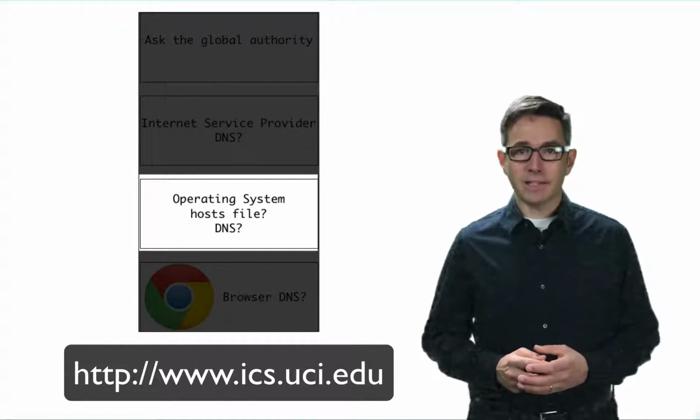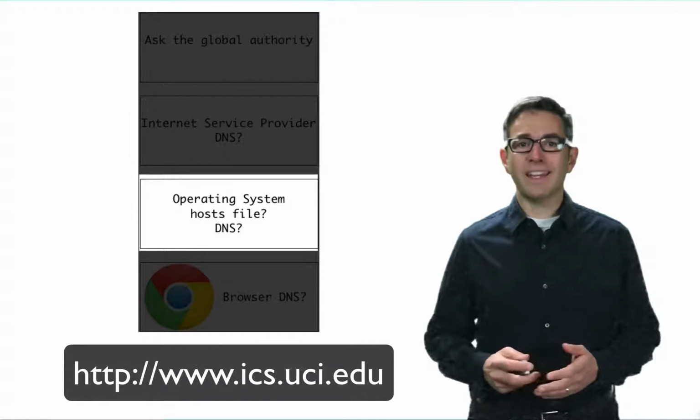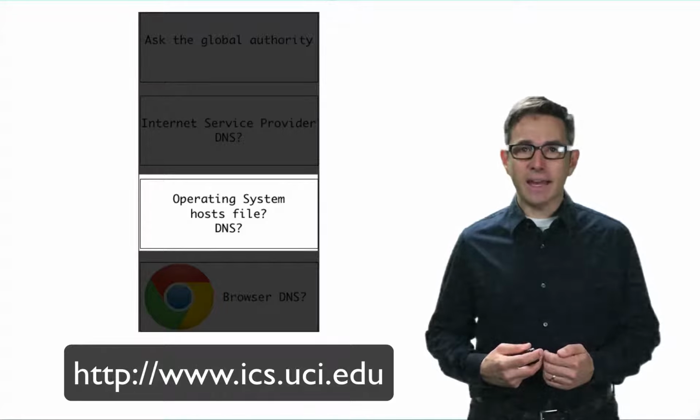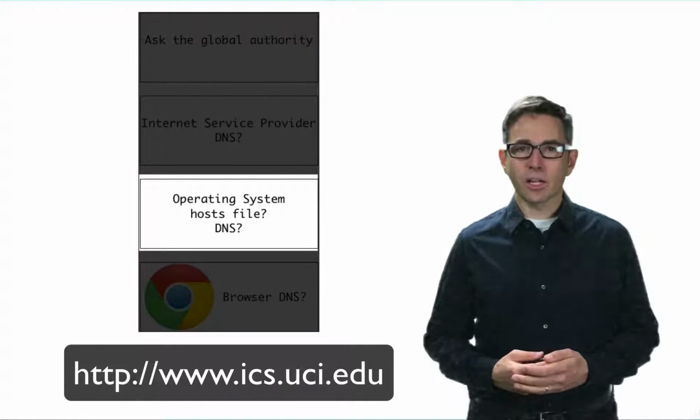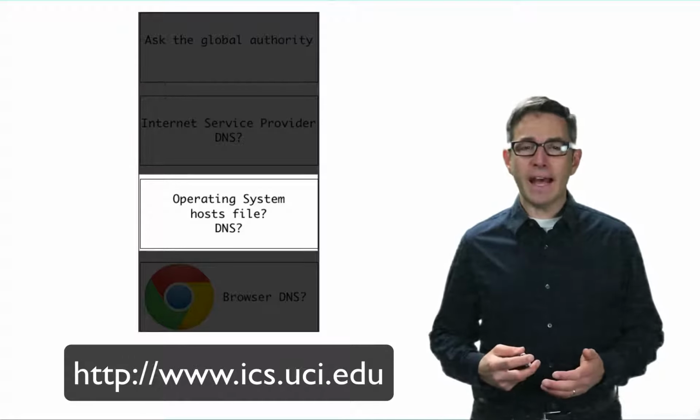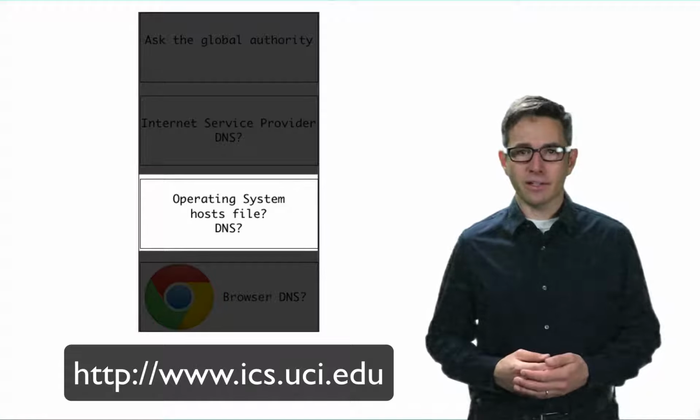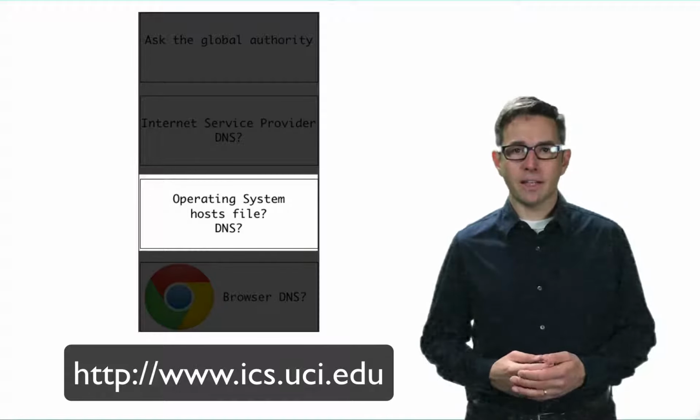If it's not present, then the operating system is going to look within its DNS cache and say, hey, has any program on this computer recently tried to look up www.ics.uci.edu? Because if it has, then I have a record of that translation already, and I'm going to use that. So that would be a cache hit at the operating system level.